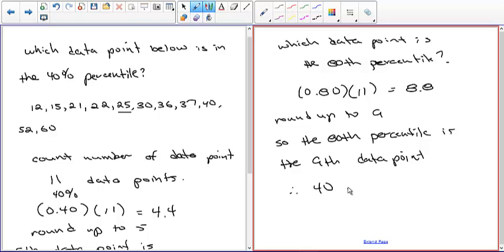So for percentiles, you don't have to average any numbers together. You just have to order them, and you have to count. And then you have to multiply by the appropriate decimal equivalent of the percentile. And then count again. So it's mostly counting. Okay, so that's the procedure.